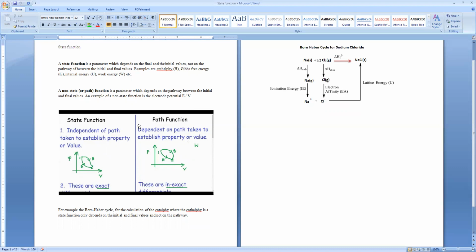The best example of a non-state function is the electrode potential, E volt. This will come later. But here we must stress that a non-state function, which we also call a path function, is a parameter which depends on the pathway between the initial and the final values. For example, the electrode potential, E volt.